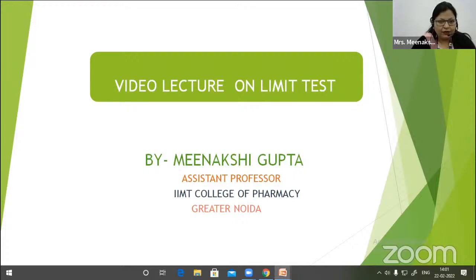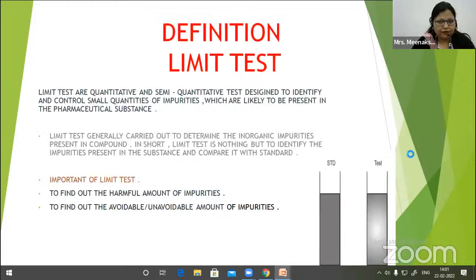Now let us start with the limit test. So first of all, we'll give a definition of limit test. Actually, what are limit tests? Limit tests are quantitative and semi-quantitative tests designed to identify and control small quantities of impurities which are likely to be present in the pharmaceutical substance.